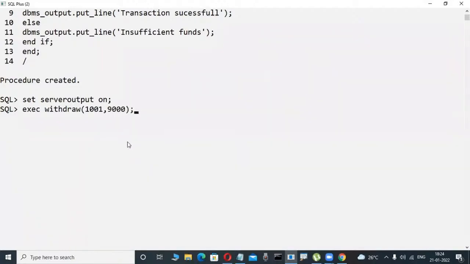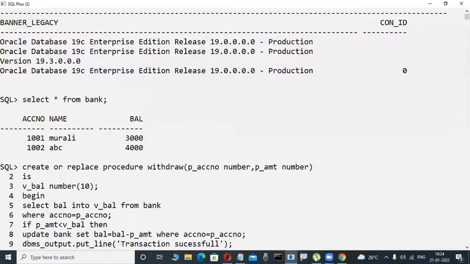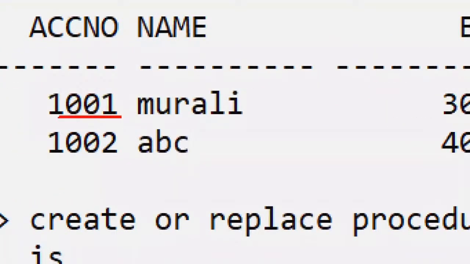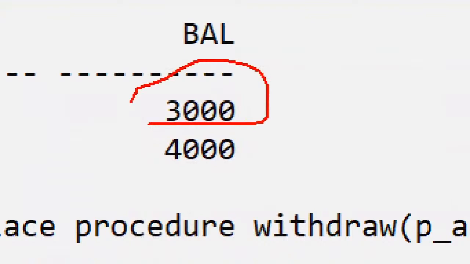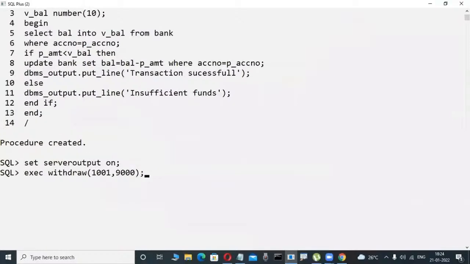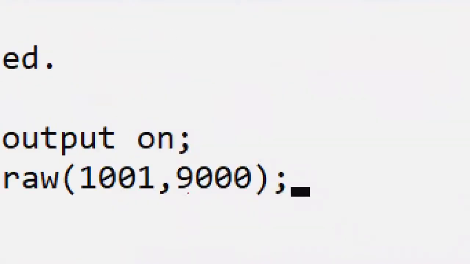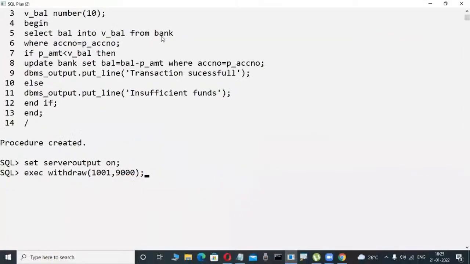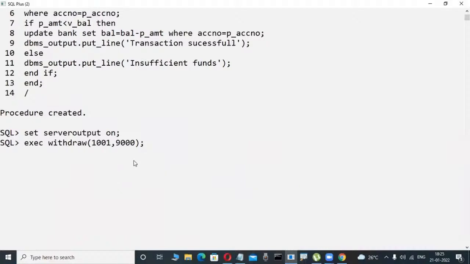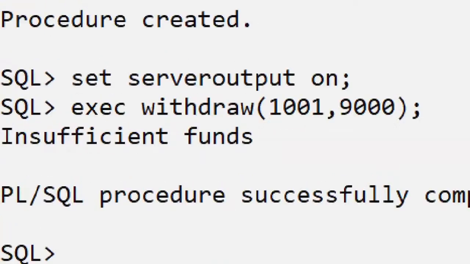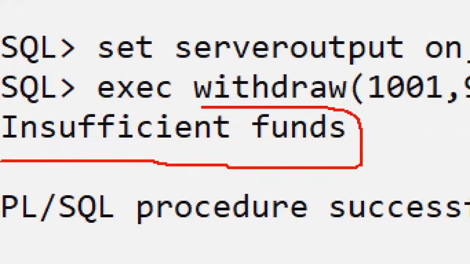Observe here, slowly, my account number in this table. Scenario, observe the logic. 1001 is my account number, Murali is my name. Now my balance is how much? 3,000. In my table, 3,000 is the current balance. Now, my account number 1001, but I try to withdraw how much? 9,000, because this program I'm writing, don't worry. Whenever I try to withdraw 9,000, is it possible? No. So now here it will give a message: insufficient funds.